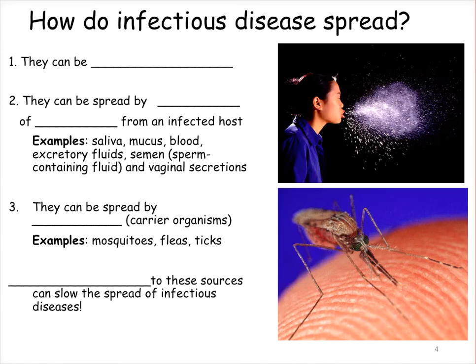Good evening, students. Tonight, we will finish our introduction to infectious diseases. Last time, we defined the term pathogen, and we described how pathogens cause infectious diseases, or in other words, diseases that can be spread from one organism to another. So, by what methods do infectious diseases spread? We will look at three below.